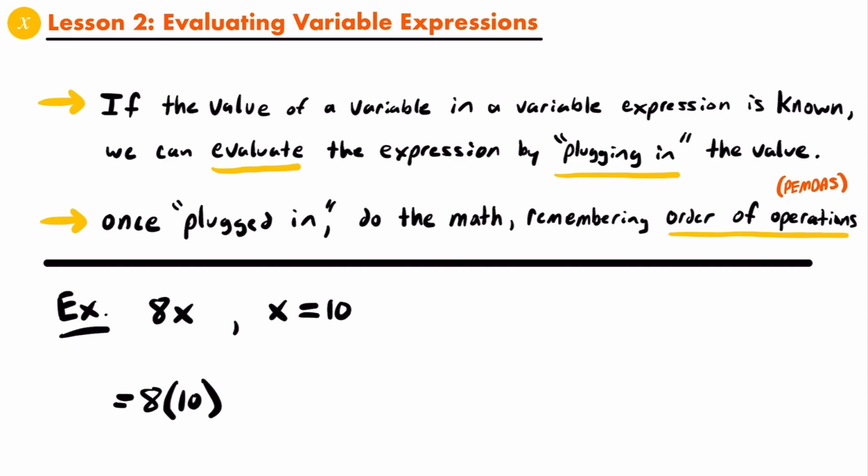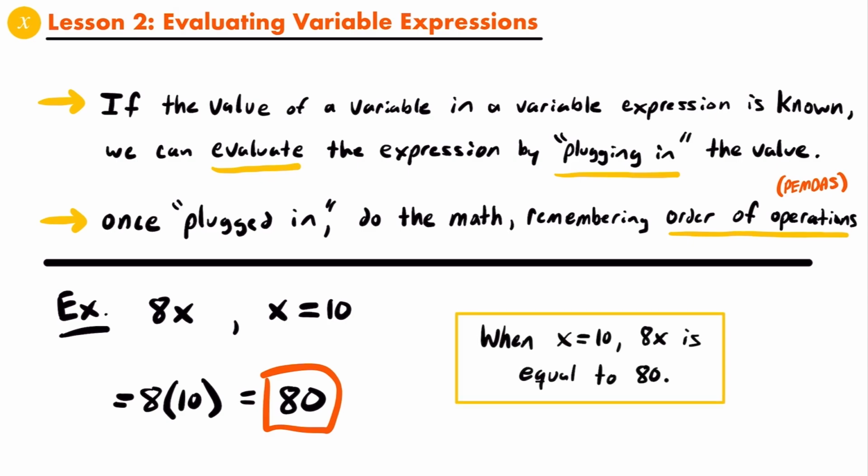All right, and then after that, all that's left to do to find the value of our variable expression evaluated at x equals 10 is to multiply 8 times 10. And 8 times 10 is equal to 80. So 80 is the result of evaluating this variable expression of 8x when x is equal to 10. All right, or the way that you could interpret this result is that when x equals 10, 8x is equal to 80. That is what we just found right here. Okay, so that is how you evaluate a variable expression.